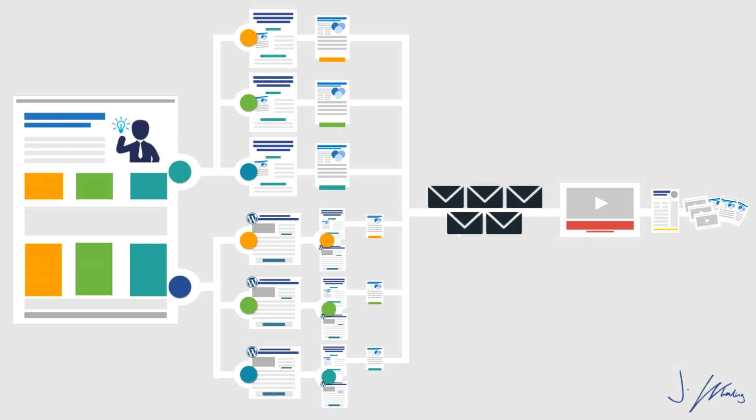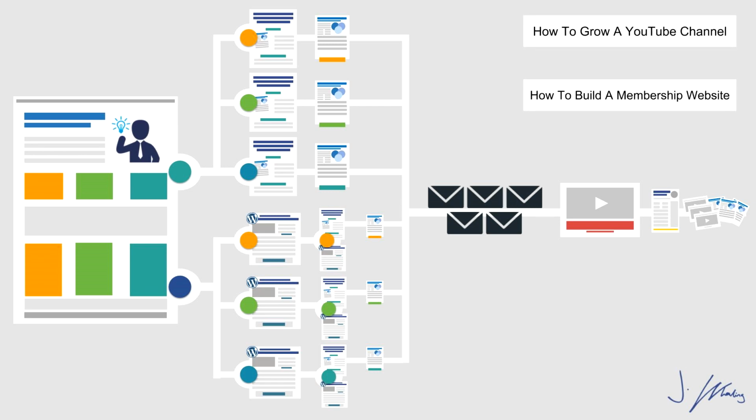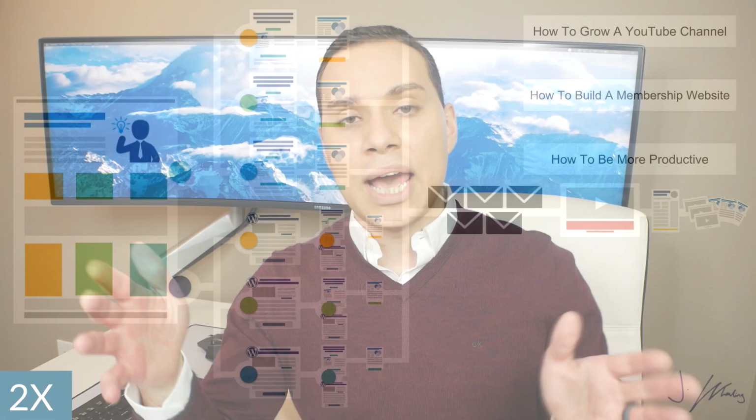So let's say one offer is about how to grow a YouTube channel. The next offer is how to build a membership website. And the third one is how to be more productive with your time. Those are all very distinct things. And based upon what the user is looking for, they'll click on one of those and then they'll be driven to an individual landing page.